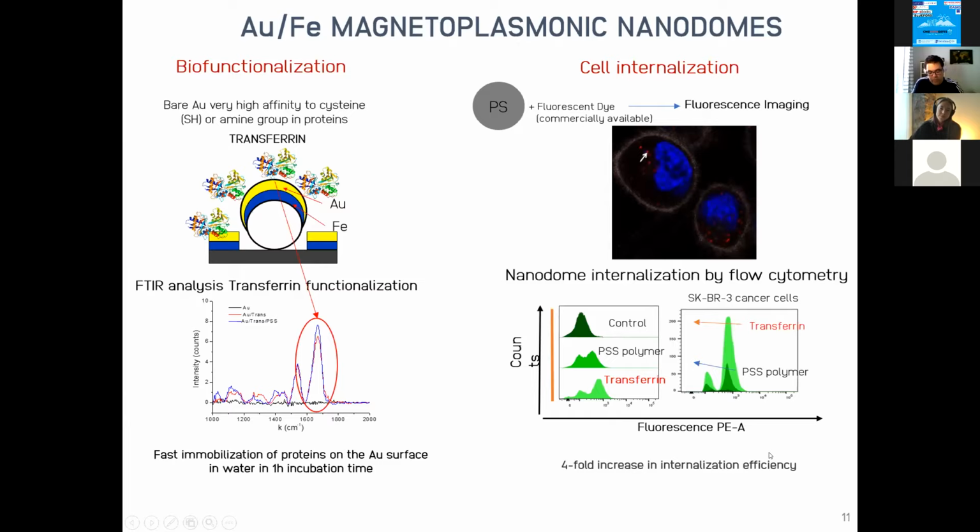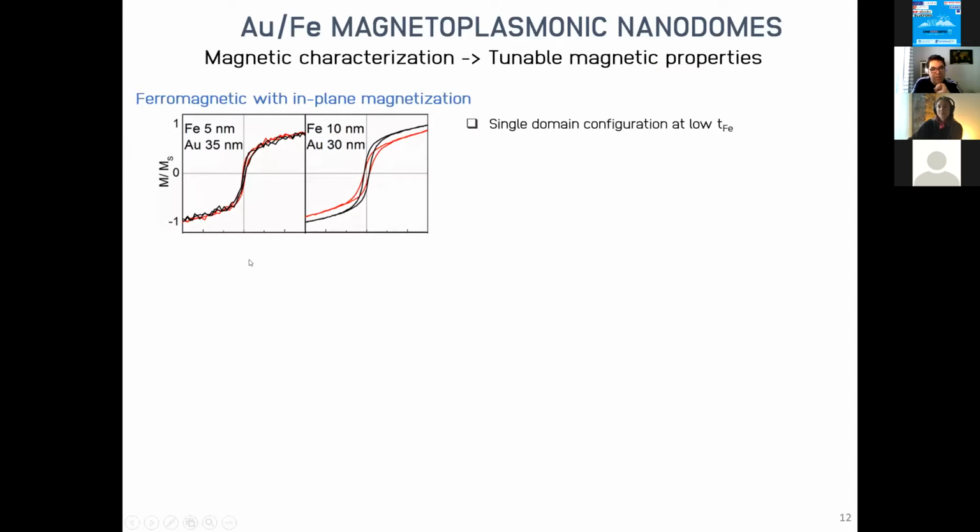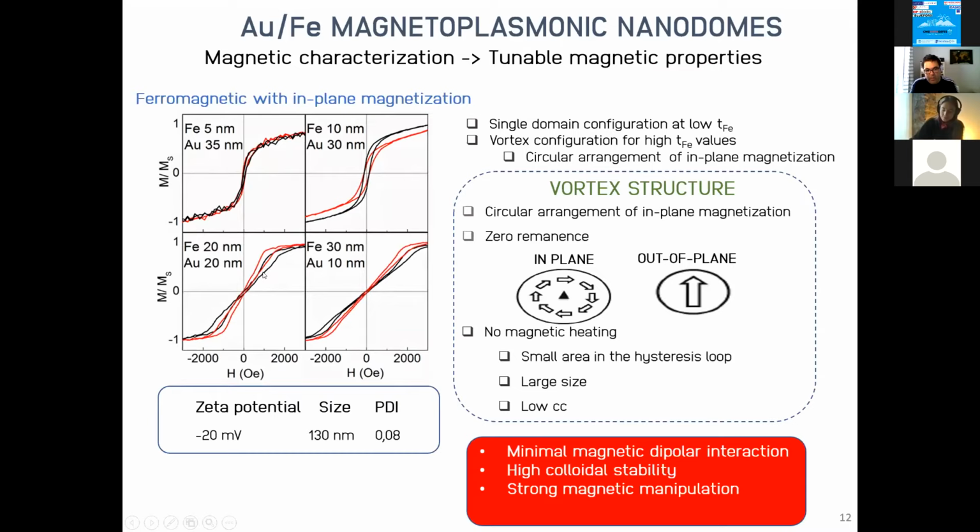Regarding the magnetic properties, when the iron thickness is very small, for 5 and 10 nanometers, particles behave as single domain particles. In the case of 5 nanometers, you can see that the hysteresis loop is closed, so they behave more or less as superparamagnetic nanoparticles. However, in the case of 10 nanometers, the hysteresis loop is open, so the particles are blocked. Above 10 nanometers, the magnetic behavior changes.